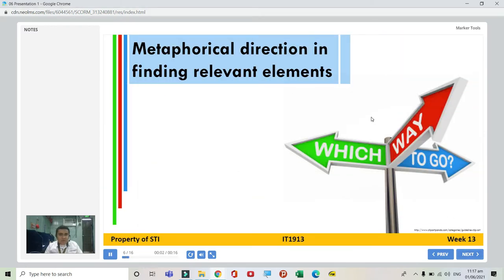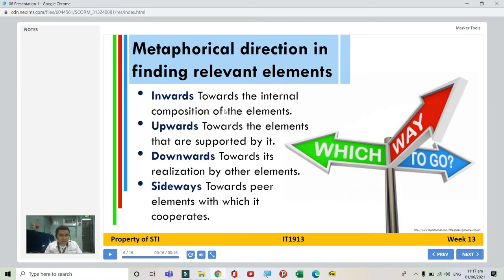Okay, have it here, metamorphical direction in finding relevant elements. So we have inwards. Pag inwards daw, it means na towards internal composition of the elements. It means na pag yung arrow daw is pointing papunta sa elements, for example, a square elements, it means na it tends to receive something from the other elements. Okay? Pag upwards naman, it means na the elements that are supported by it. So it means na pag pa-upward naman, this particular element supports the upward, yung elements above it.